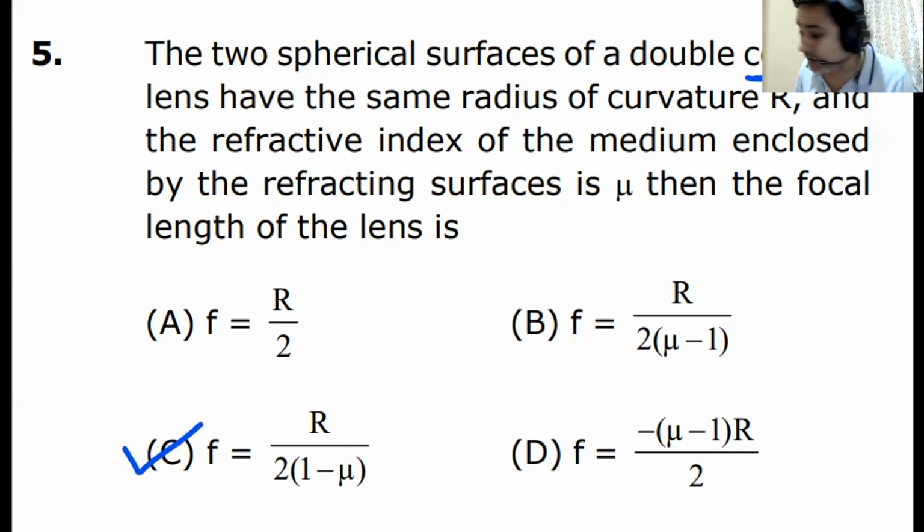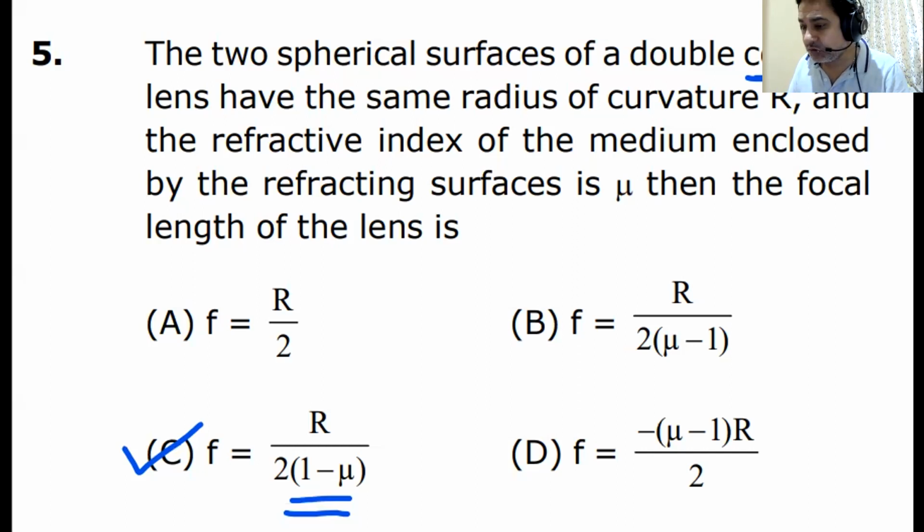C, not B. Remember, it's a double concave lens, not convex. If it was convex, then the answer would be B. It is concave, so it has to be negative. Therefore, you have 1 minus mu, the negative of mu minus 1, which is 1 minus mu. And that is why the answer is C. Do we understand this? Yes, sir. Be careful because you should not lose marks on these small things.